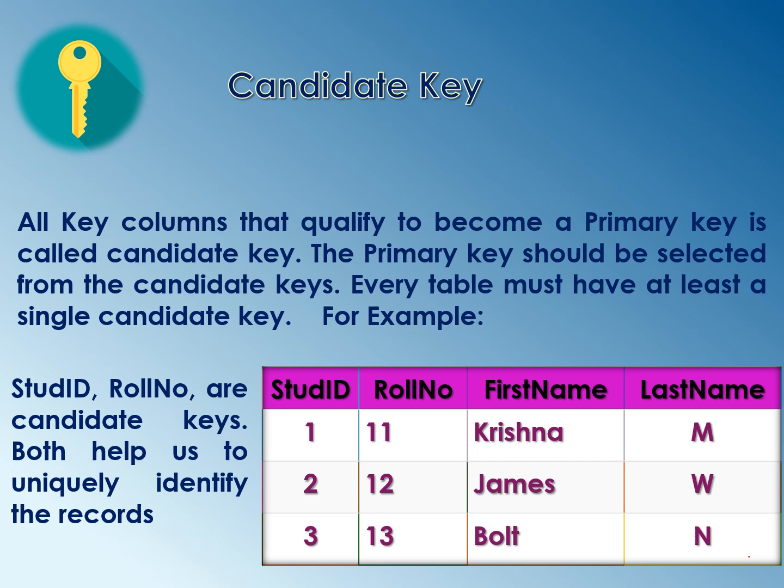Next, we talk about the candidate key. In a table, all the key columns that qualify to become a primary key, that means all of these columns do not allow duplicacy, such columns are called candidate keys. The primary key should be selected from one of the candidate keys. Each table must have at least one candidate key. For this example, let us say we have the student ID and the roll number. Both of these can be candidate keys.